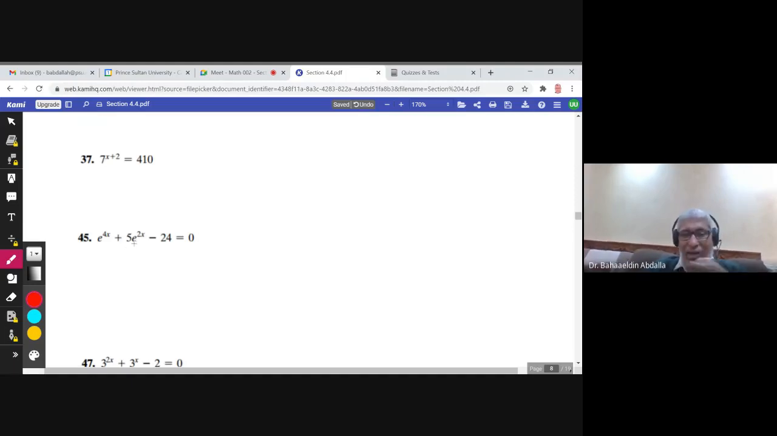You have e to the power 2x here and e to the power 4x here. If you call this u, this would be u squared. In fact, you can factor this immediately, and this is a quadratic in form. e to the power 4x can be written as e to the power 2x times e to the power 2x. And then negative 24. I need two numbers whose product is negative 24 and whose sum is 5. So it's plus 8 and minus 3.